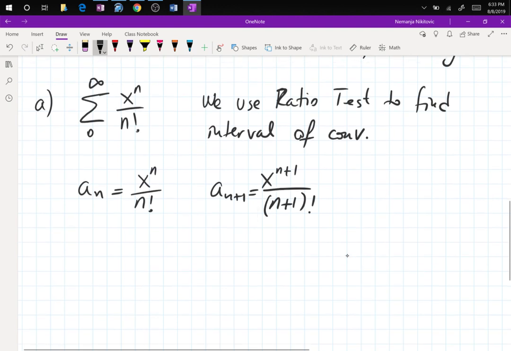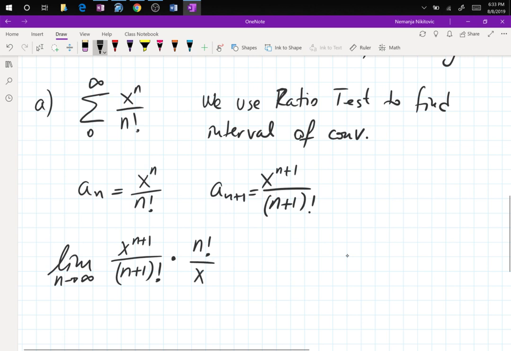Ratio test from last night, I hope you learned it already because it's so important. Limit as n goes to infinity, we take our x^(n+1) over (n+1) factorial, and we multiply it by the flip of the a_n, because we do the limit of a_(n+1) divided by a_n. That's the test. But then, in absolute values. I may put those in blood. You absolutely must have them now. You'll see why.